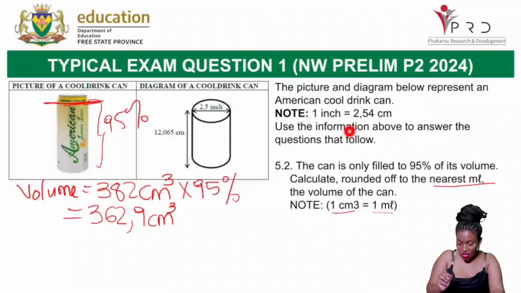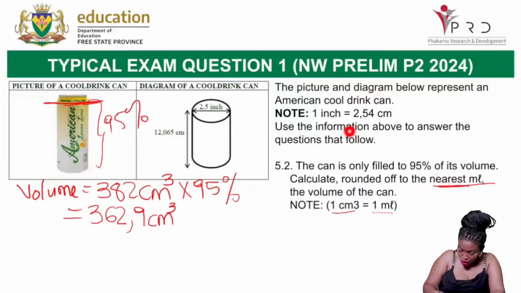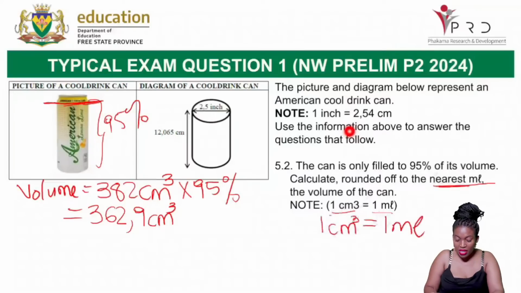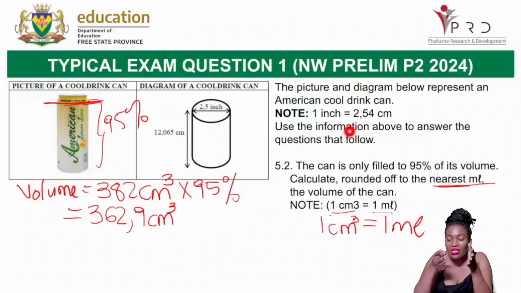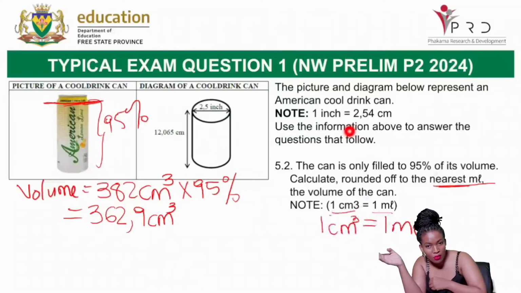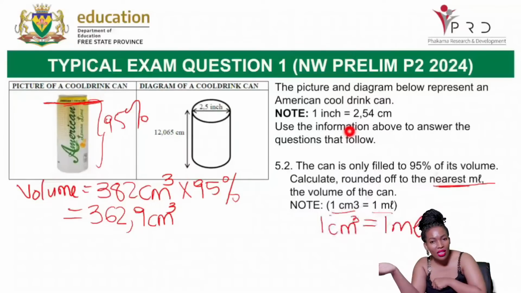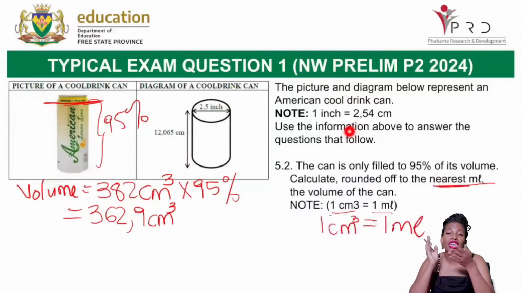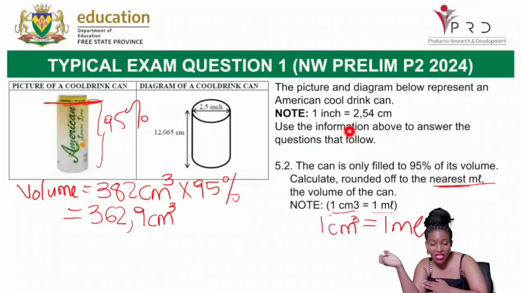But what was the instruction? They want the answer in milliliters, to the nearest milliliter. We've got the conversion factor. They say 1 centimeter cubed is equal to 1 milliliter. This is a very easy conversion. It's 1:1. If you have 1,000 centimeters cubed, that is the same as 1,000 milliliters. If you've got 350 cubic centimeters, it is the same as 350 milliliters.